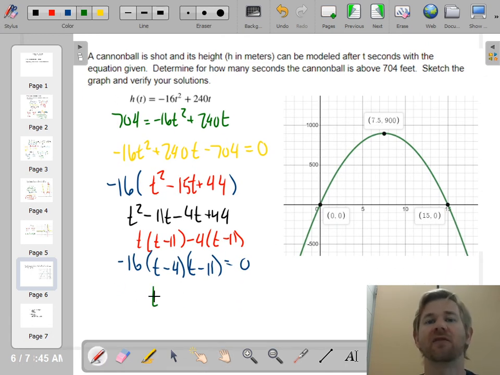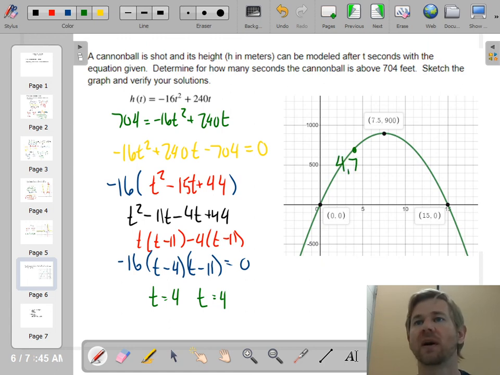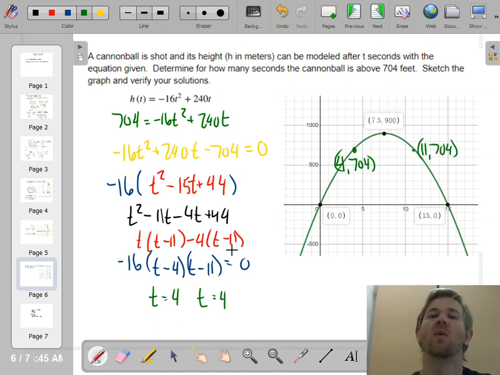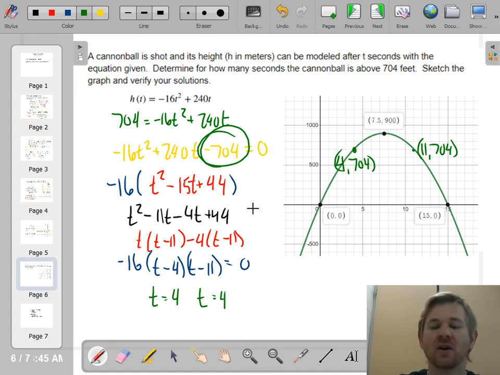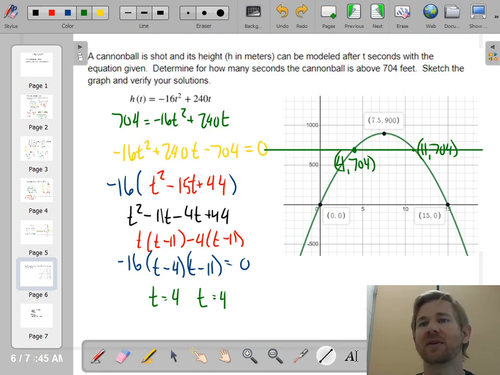So what happens is at 4 and 11, this thing is hitting 704 feet. So at 4, right there, that's 4, it hits 704. And then at 11, again, right there, 11, it hits 704. So we're finding zeros, but we're finding zeros of a graph that has been shifted down 704 units. We don't have something that helps us solve 704s. We have something that helps us find zeros. So what we kind of do is we imagine that this is sort of the x-axis. We move the whole graph down and say, well, if that was the x-axis, when would it hit? It would hit at 4 and 11.